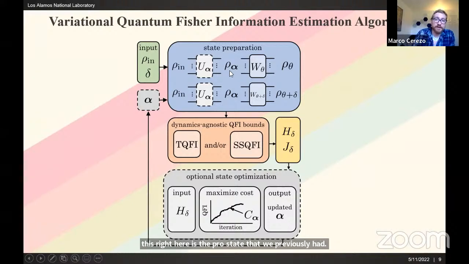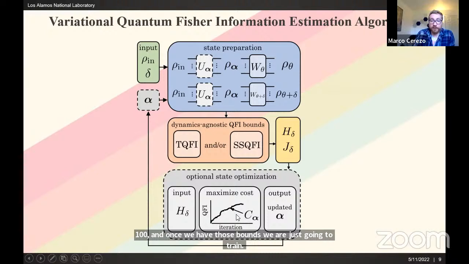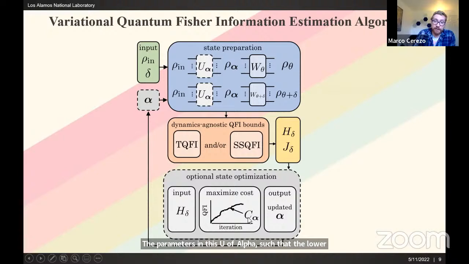Once we have the state, we encode the parameter theta, and we encode the parameter theta plus delta. We compute, for instance, the sub-quantum Fisher information. We have also proposed other bounds for the QFI, which I'm not going to get into the detail of. Once we have those bounds, we train the parameters in this U of alpha such that the lower bound gets maximized, because we know that if we maximize our lower bound, we are also maximizing the quantum Fisher information, right? We do this loop until we reach convergence, and we have a guarantee that we have a good quantum state for a given sensing algorithm, right?